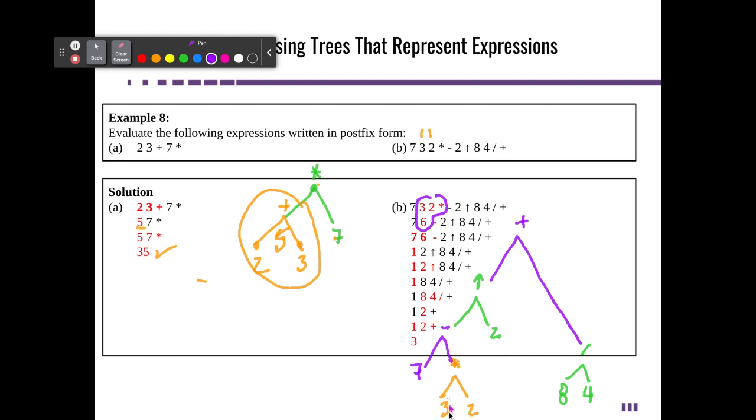So when we went through and worked this, we start off here and we'd be like 3, 2 multiplied is 6. 7 minus 6 is 1. 1 raised to the second power is 1. Then we come down here. So we're sitting here with a 1 right here. 8 divided by 4 is 2. 1 plus 2, not divided by 2. 1 plus 2 is equal to 3. So that'd be how we work those operands.